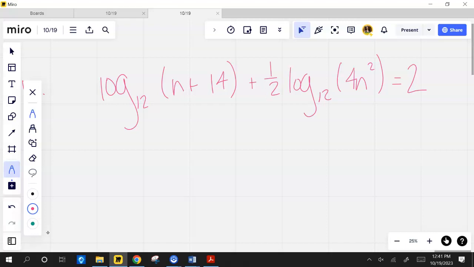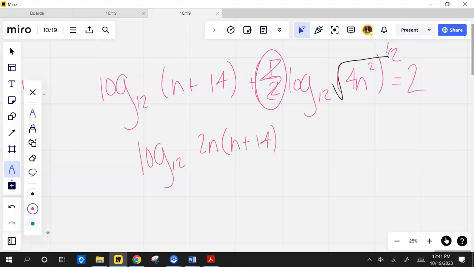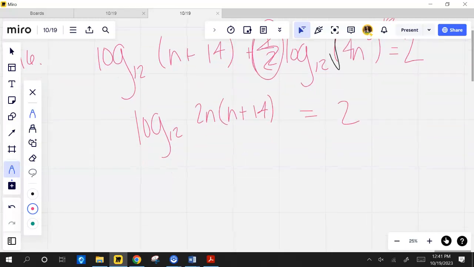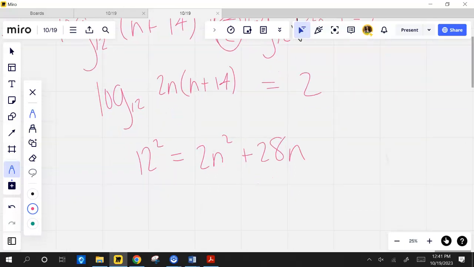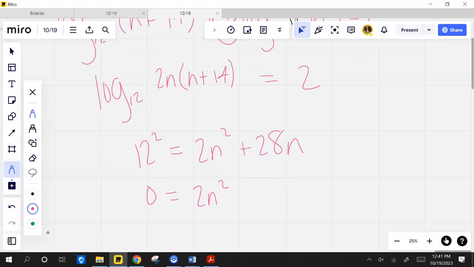Okay, but this one's different because I gotta condense them first. Because this is 1/2 and it's gonna be an exponent, that's gonna mean what? Right? So it's just 2n. So what I can do is log base 12 of 2n times n plus 14. 12 squared equals 2n squared plus 28n. 2n squared plus 28n minus 144.